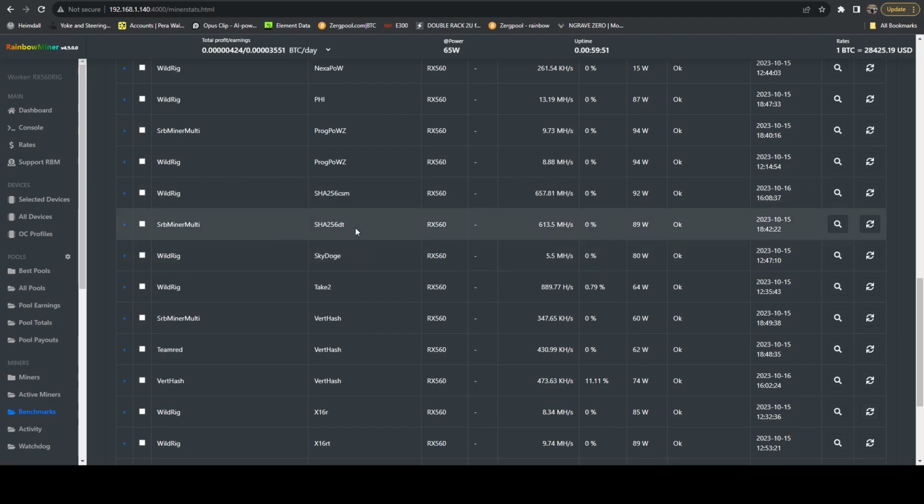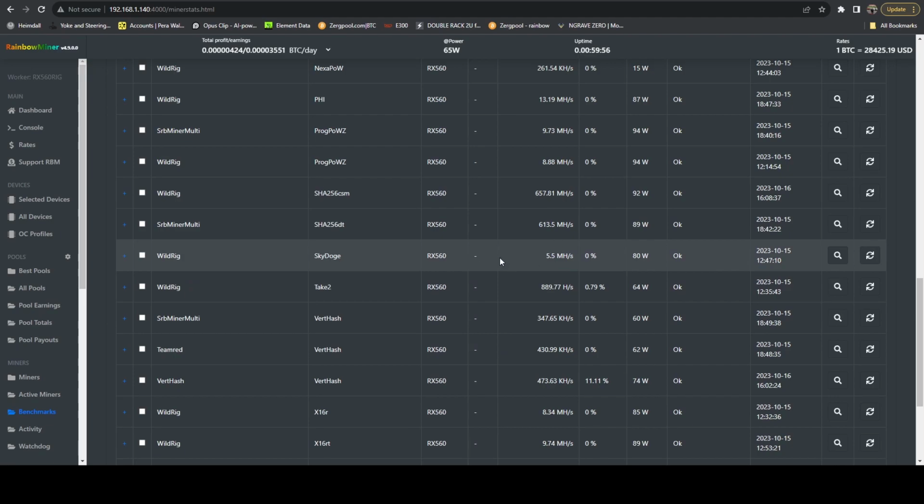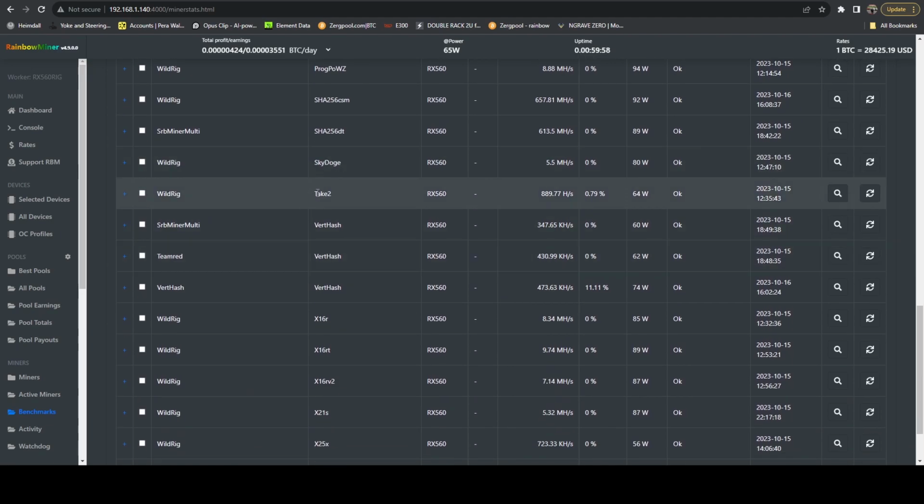DT, which I believe is Nova, is around 614 megahash. SkyDoge was 5.5. Take-Two, which is Ghostrider. So this is things like Raptoreum, Bittorium, those types of coins. Just under a kilohash.